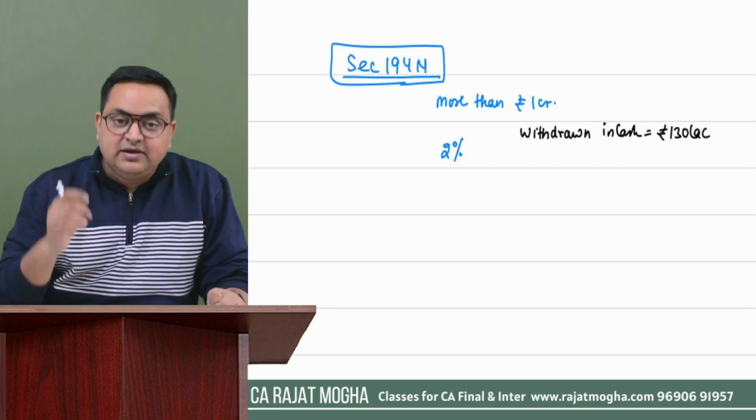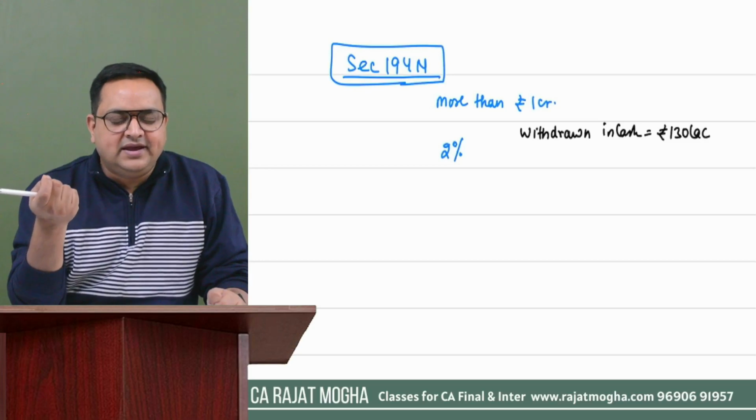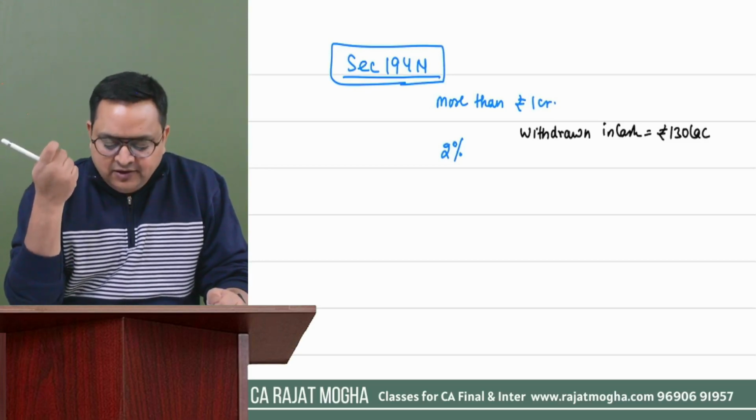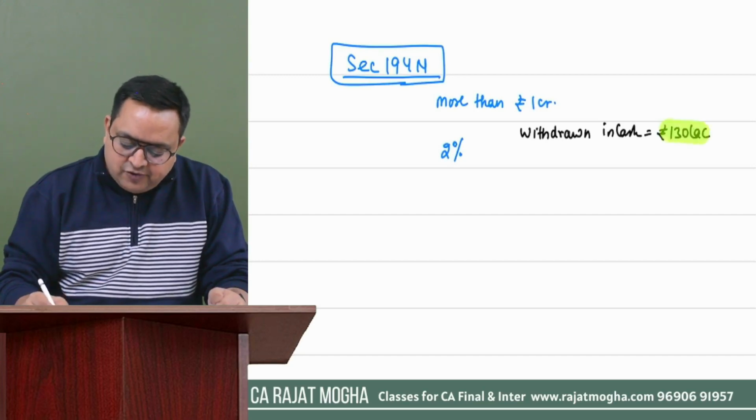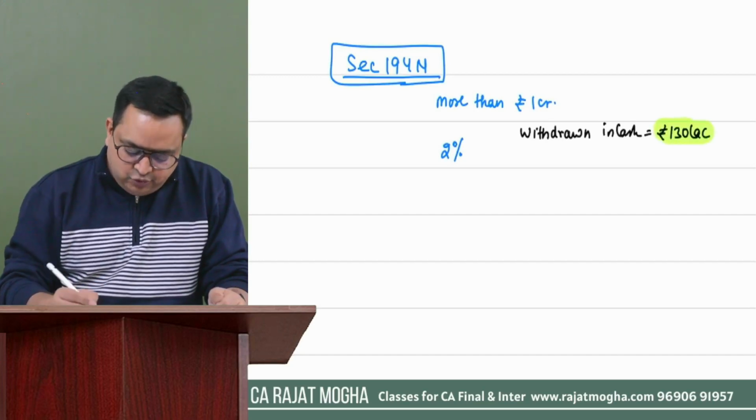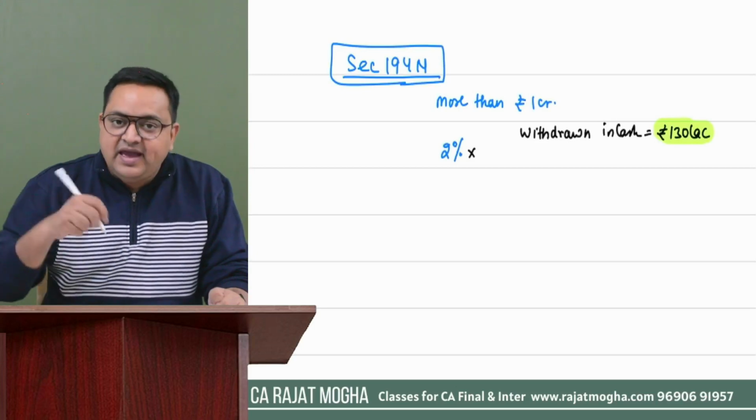On how much amount? In excess of 1 crore, in excess of 100 lakh. 1 crore is 100 lakh. So in excess of 1 crore, we are going to deduct TDS. So in this case, if you are withdrawing 130 lakh, then the 2% rate will be applied on the amount in excess of 100 lakh.